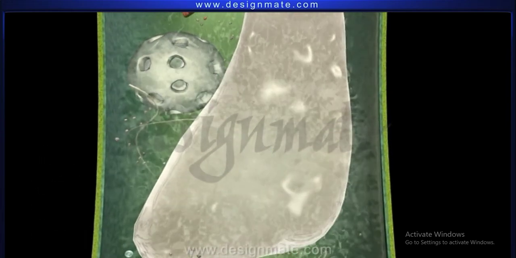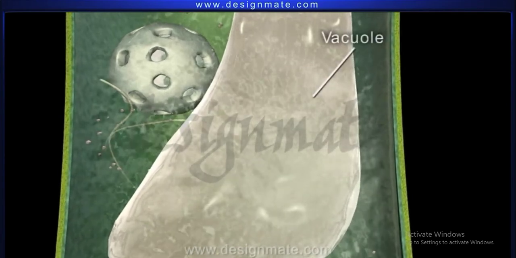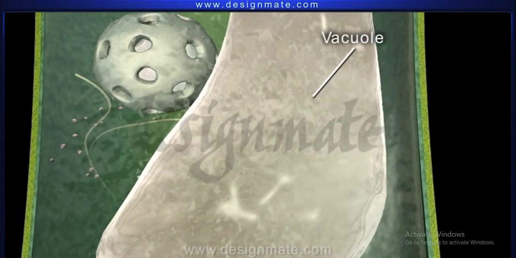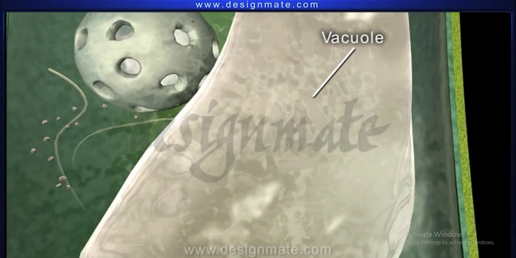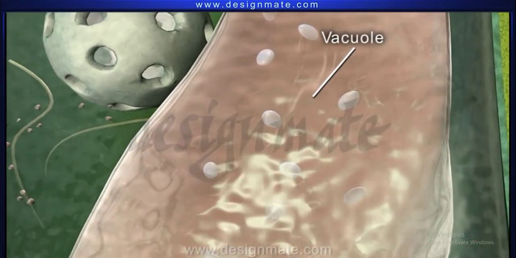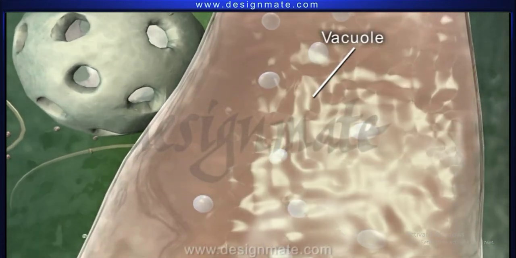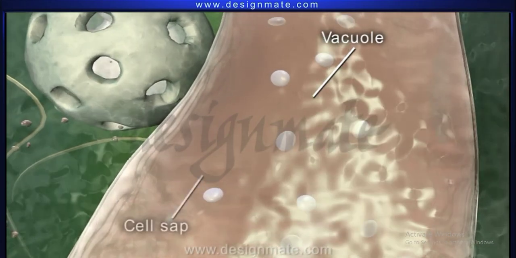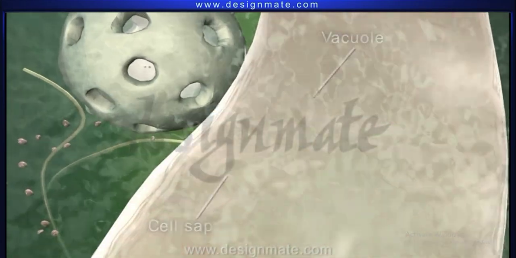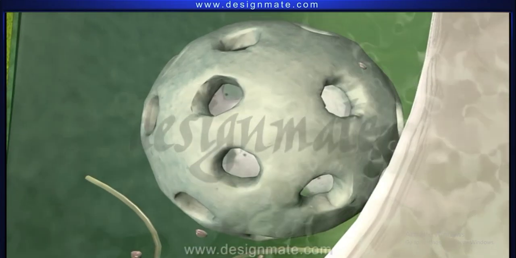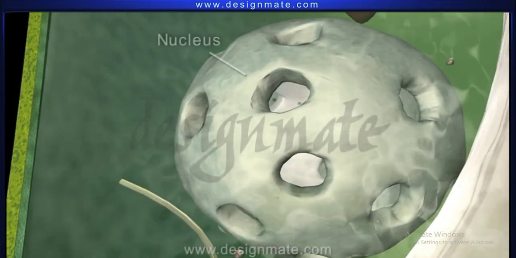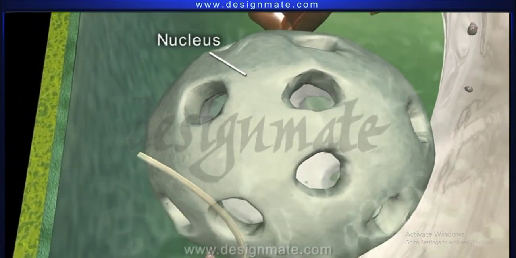In the cytoplasm, there may be large vacuoles, which are spaces surrounded by a membrane containing a solution of sugars and other substances. This solution is called cell sap. Inside the nucleus of a dividing cell, we find chromosomes.